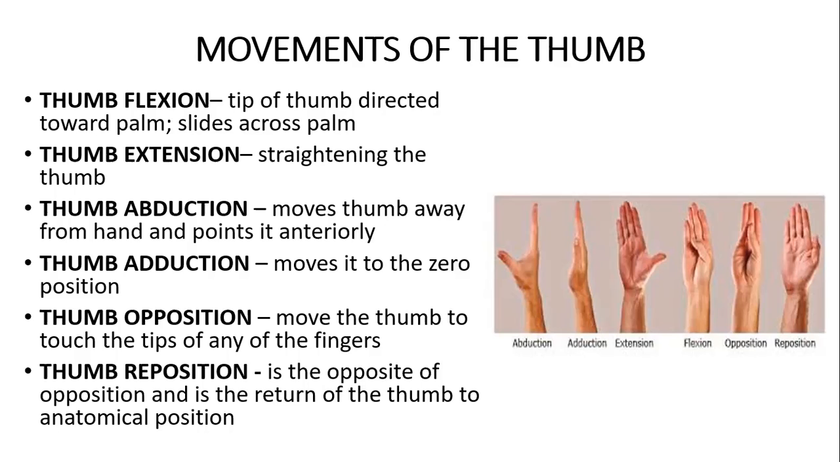Thumb abduction and adduction are the first two pictures. Thumb abduction is moving the thumb away from the hand anteriorly. So the thumb is coming towards you. This is abduction. When the thumb returns back, it's adduction. Abduction of the thumb going away, adduction returning.